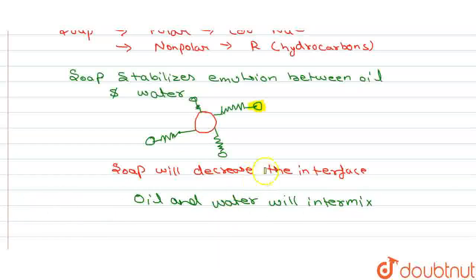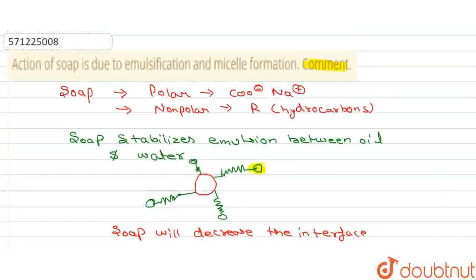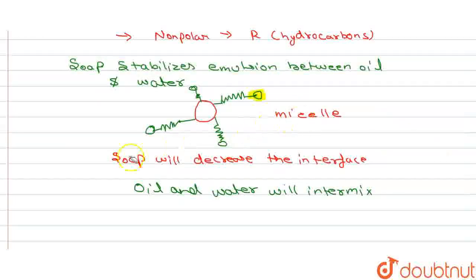So that is what we have been asked in the question, that we have to comment on the formation of micelle. Soap action is due to emulsion and micelle formation. So we have drawn this structure. This is a micelle formation. As we have already discussed, soap has two groups, and soap will stabilize the emulsion between oil and water. This soap will decrease the interface, and oil and water will intermix.